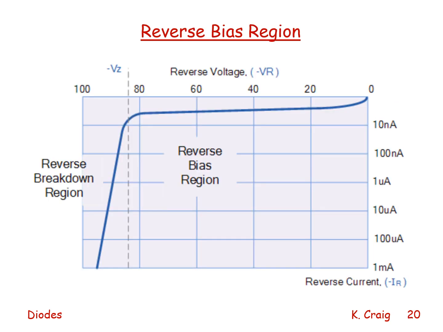In the reverse bias region, we see the magnitude of the current that will flow. Up until almost 80 volts, the current is in the nanoampere range. And then at some large negative voltage, we get a reverse breakdown and we get reverse current that is much greater.